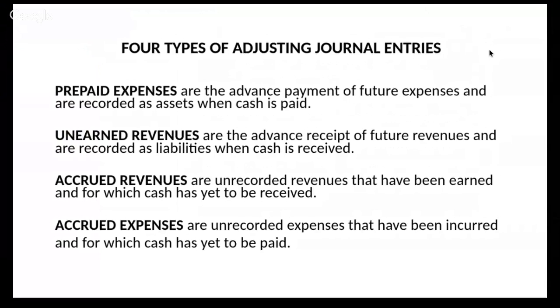So accrued revenues, when we look at those, these are unrecorded revenues. They've been earned, but cash has not been received yet. So think about if a sale is made on credit. So there's an account receivable that's actually created, and payment will be received later. So we'll adjust, because think about it, we're going to debit accounts receivable and then credit our revenue account. However, later on, we're going to have to debit cash and then credit accounts receivable to adjust for that cash being received.